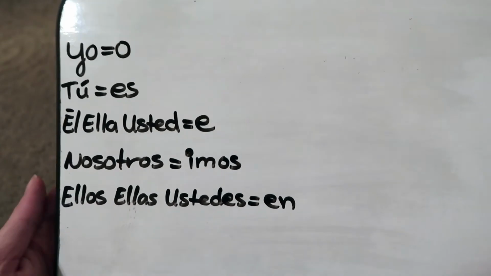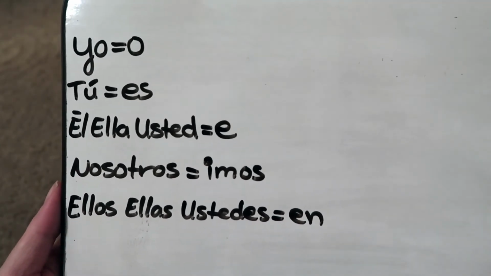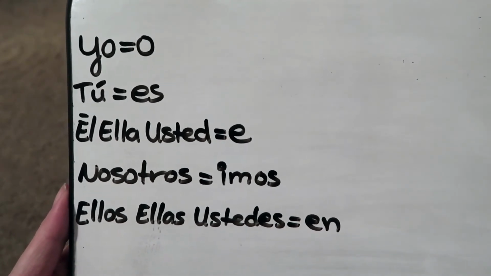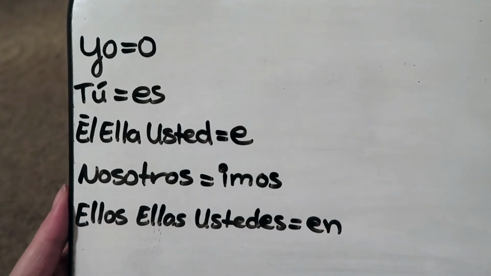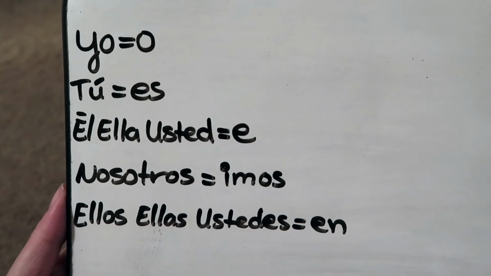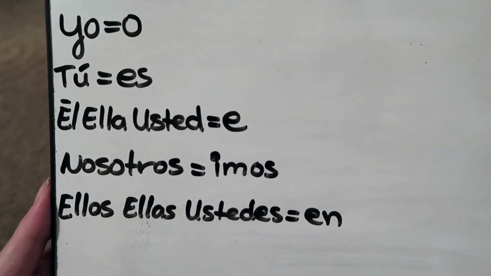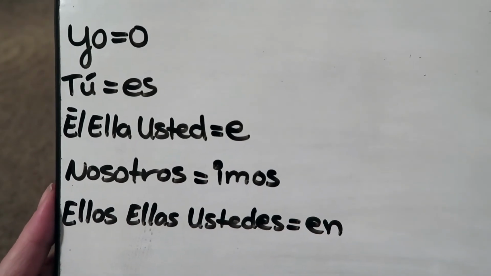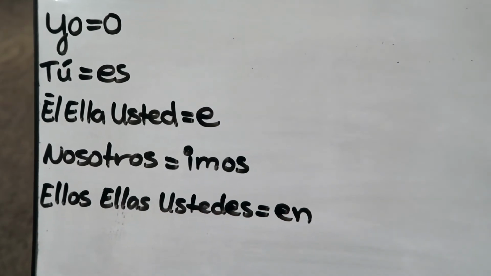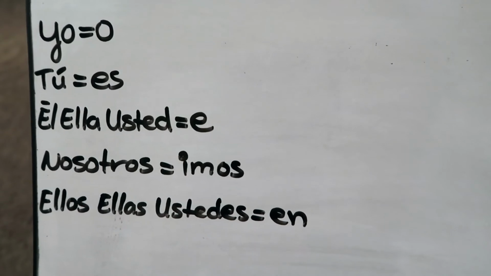Conjugating IR verbs, you're going to be using these endings. Yo, you're going to use o. Tú, you're going to use es. For él, ella, usted, e. Nosotros, imos. Ellos, ellas, ustedes, you're going to use en. I'm going to show you an example of conjugating an IR verb right now.